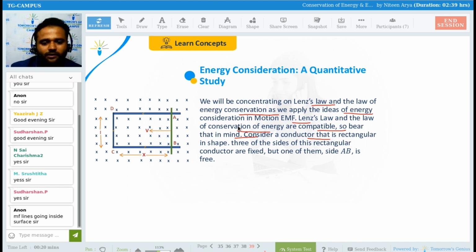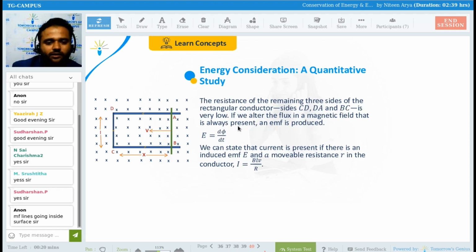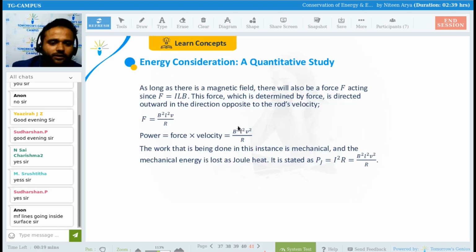Consider a conductor that is rectangular in shape. Three sides of this rectangular conductor are fixed, but one of them, side AB, is free. Means this is a conductor and one side is going to be free to move. The resistance of the remaining three sides is going to be very low. If we try to change the magnetic flux in a magnetic field, there is an EMF generated due to the change in flux with respect to time, d phi by dt. Due to this EMF, we have a current I equals BLV by R.